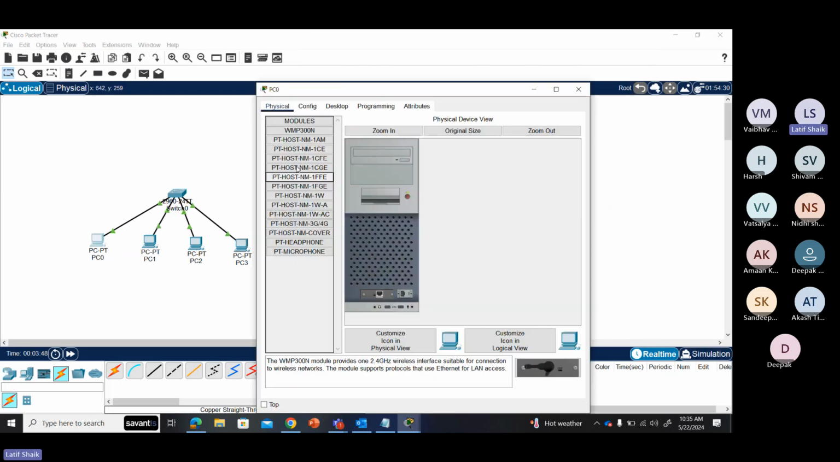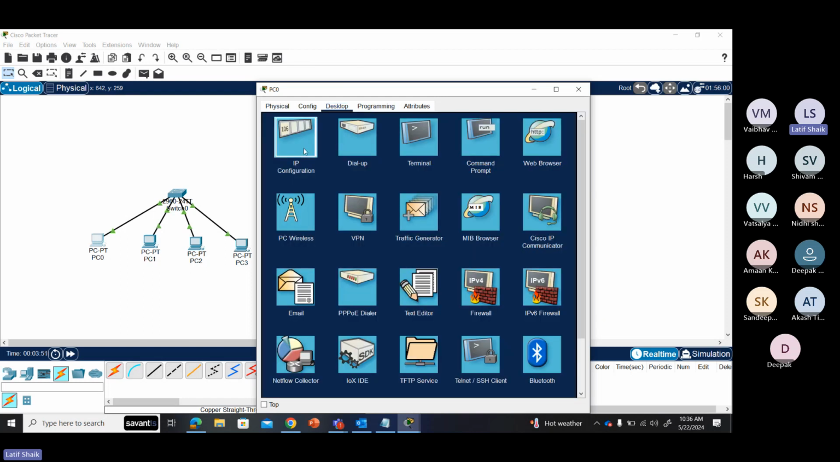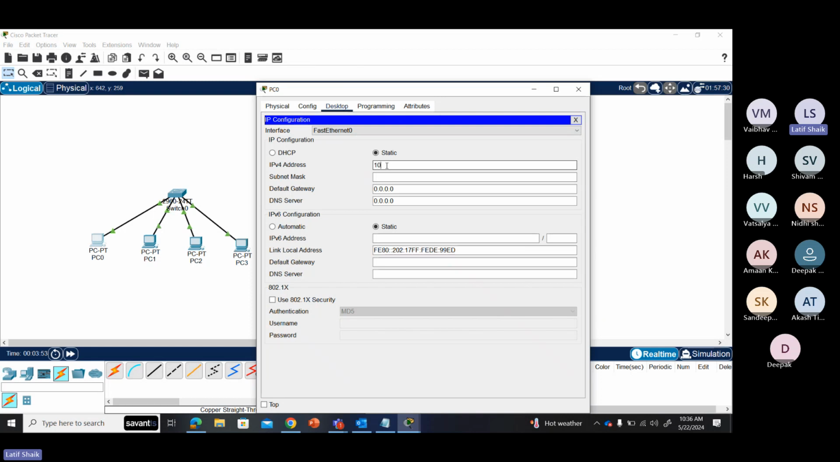What I'm doing is, first of all, these systems do not have an IP address, so I'm configuring an IP address, 192.168.1.11. When I press the tab button, see, a subnet mask automatically appears. I'm not configuring any other things. You can see I'm not configuring a default gateway or any DNS address, only the IP address and the subnet mask. And I'm using the default subnet mask, and this is a class C IP address.